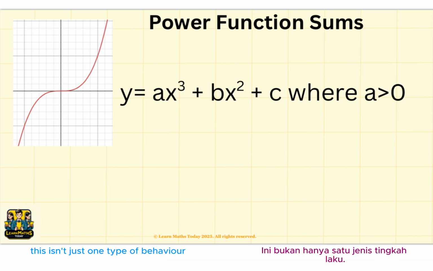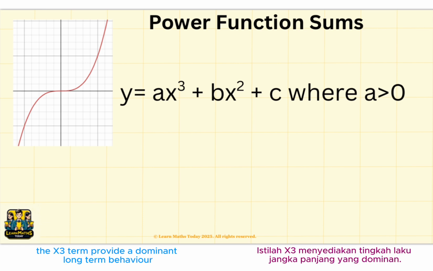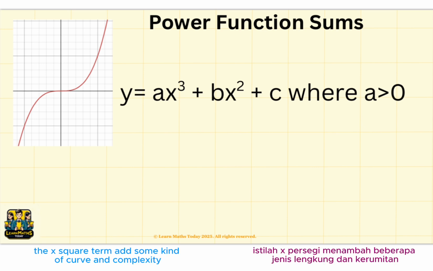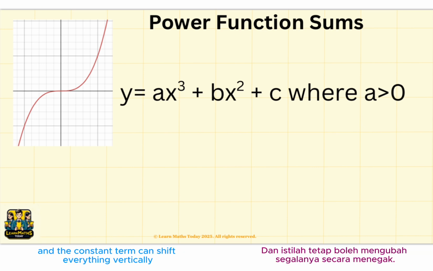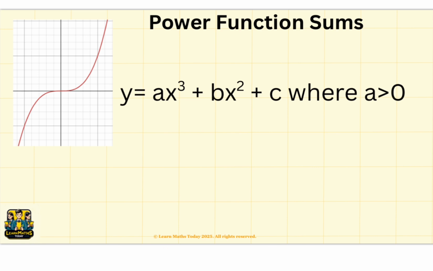This isn't just one type of behavior. This is like a behavior where every term has a role to play. The x cubed term provides a dominant long-term behavior. The x squared term adds some curve and complexity. And the constant term can shift everything vertically.